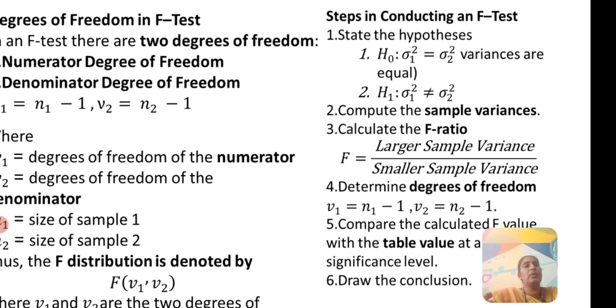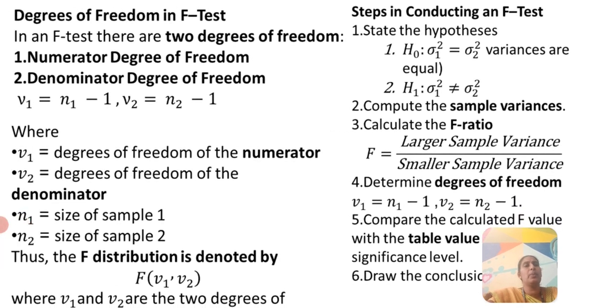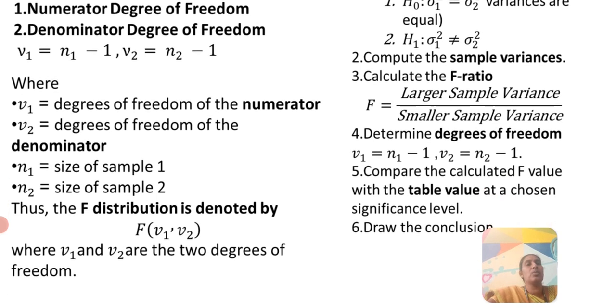And for the hypothesis, we have to fix two hypotheses: one is the null hypothesis and the other is the alternate hypothesis. The null hypothesis is H0: sigma 1 squared equals sigma 2 squared, whereas the alternate hypothesis is H1: sigma 1 squared is not equal to sigma 2 squared. And the F test is the large sample variance over the small sample variance.